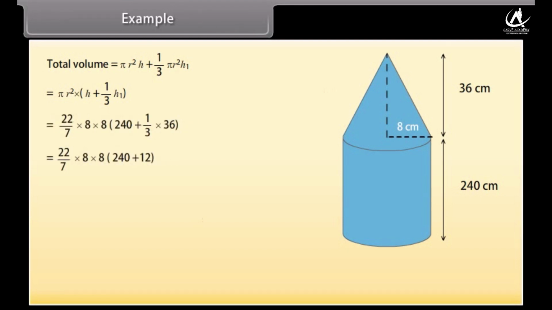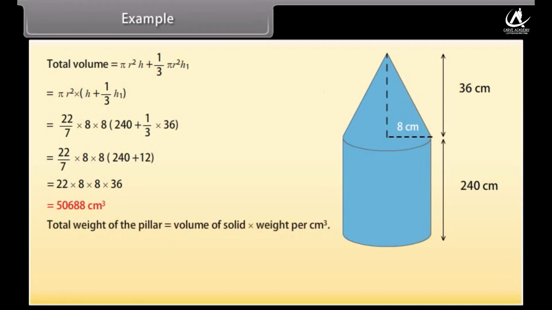Solving this, we get total volume is equal to 50688 centimeter cube. Now the total weight of the pillar is equal to volume of solid into weight per cubic centimeter. This is equal to 197683.2 grams or 197.6832 kilograms.